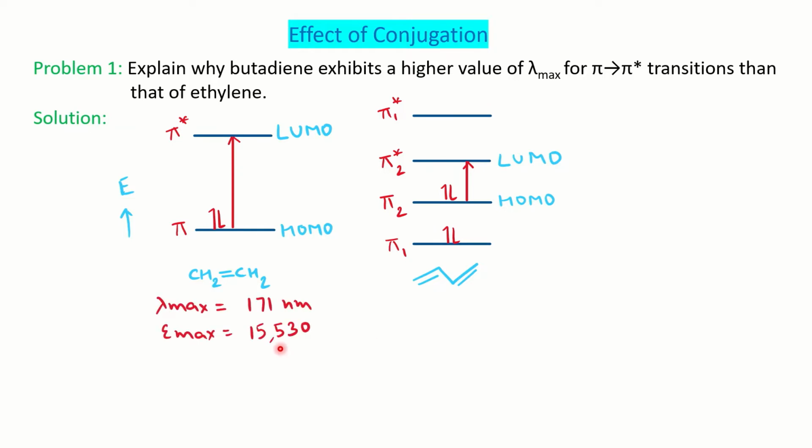So you can see the data here. For ethene, the lambda max value we get is 171 nanometer, and the molar absorptivity, or you can say the intensity, is 15,530. This also gives us very important information: if you have this absorptivity value more than 10 to the power 4, it suggests the transition is an allowed transition.